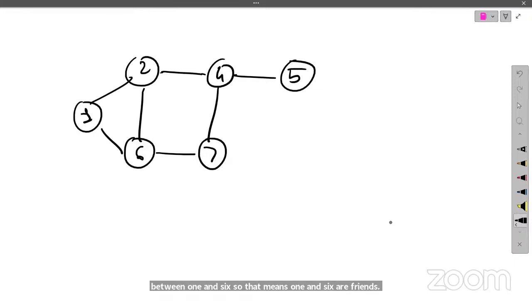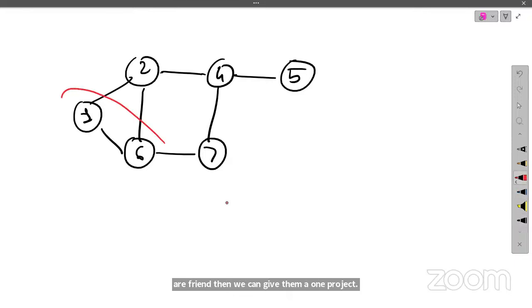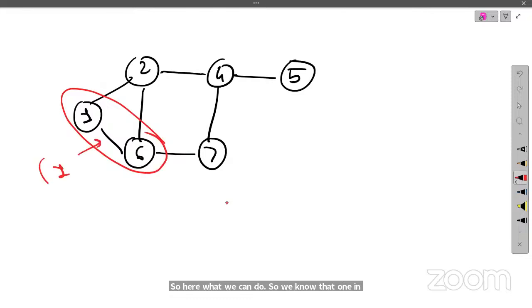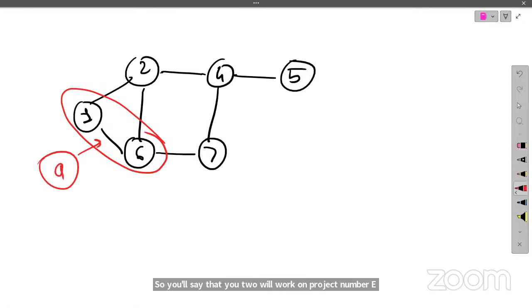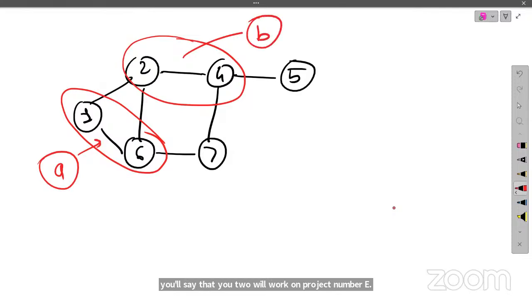Now we want to allot the projects in such a way that if two persons are friends, then we can give them one project. We know that 1 and 6 are friends, so we can give them one project. We'll say you two will work on project A. Then 2 and 4, you will work on project B. But then 7 and 5 will have to work on different projects individually, and they don't have any kind of support. So this is one possible allocation of projects and students.